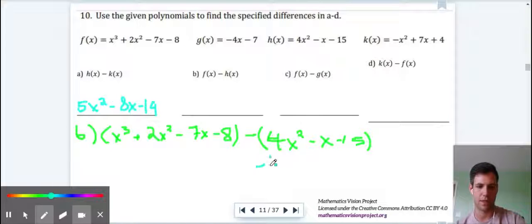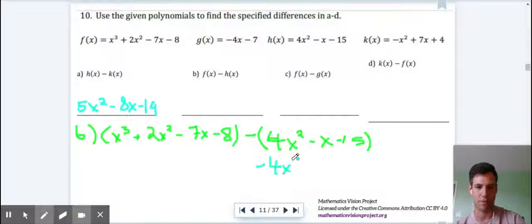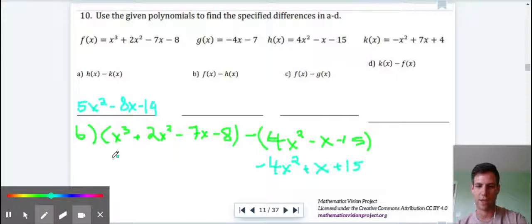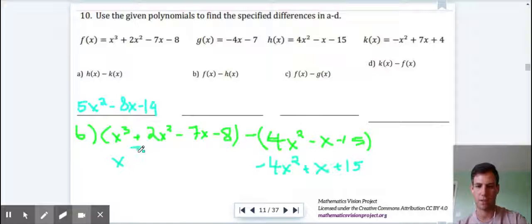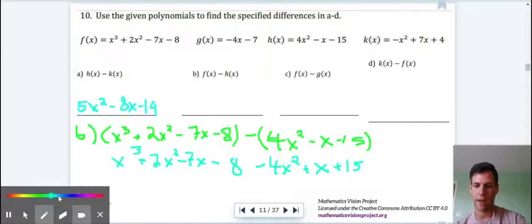So now I'm going to subtract the 4x squared. All these second parts become the opposite. So I have negative 4x squared, and I have a positive x, and I have a positive 15. And then the first part hasn't changed, so I have x cubed plus 2x squared and minus 7x minus 8. So I can now write my answer.